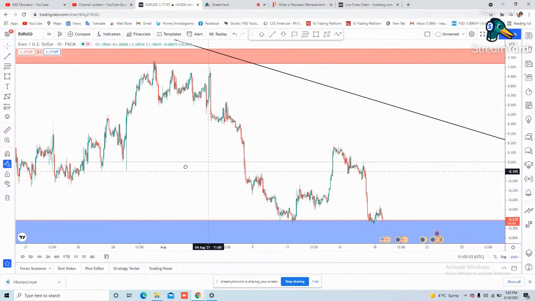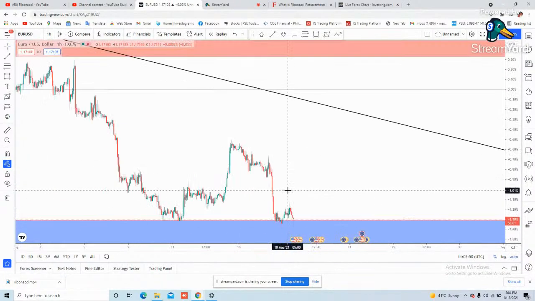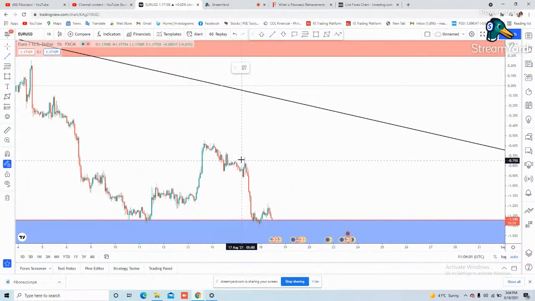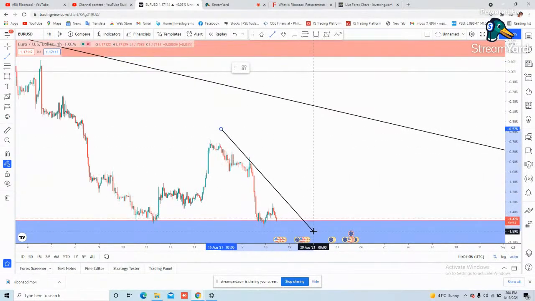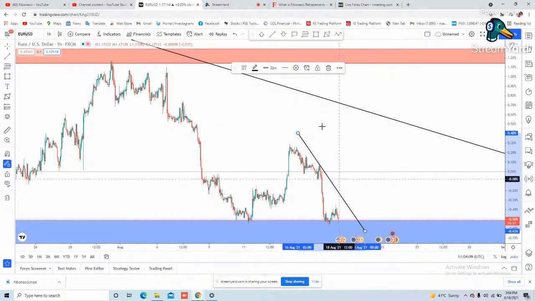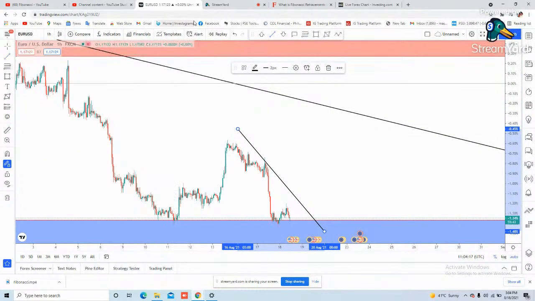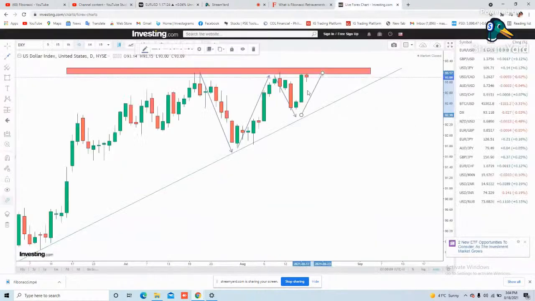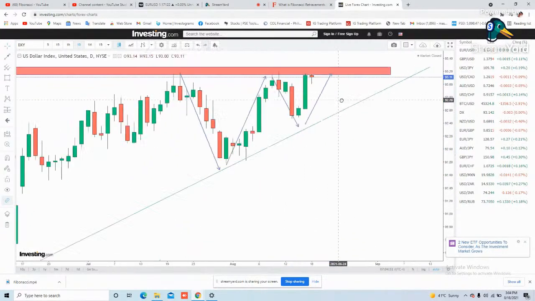There's no clear entry. Let's wait for the confirmation. We need to have the break of a structure in here before we enter. So it may consolidate at this area of support before the price rally, as it shows at the direction of the USD. Here we have this resistance. We need to wait what will happen here. If it going to break the resistance or it will fail.